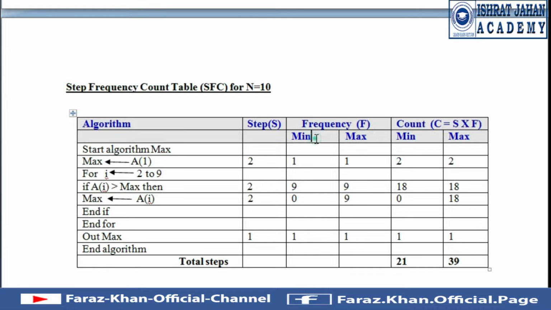Frequency we can divide into two further columns, minimum and maximum. Minimum means how many lines it will take in the best case, and maximum how many lines in the worst case. Count: C is equal to S into F, right? C equals S into F means count stands for steps multiplied by frequency. Minimum stands for best and maximum stands for worst, right?